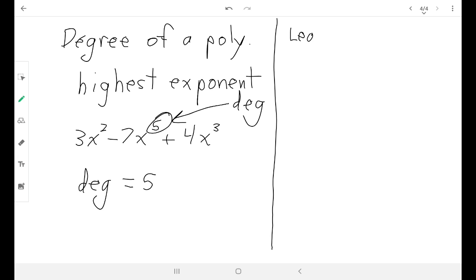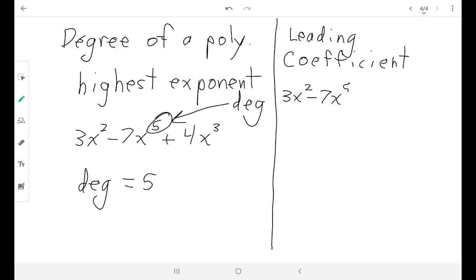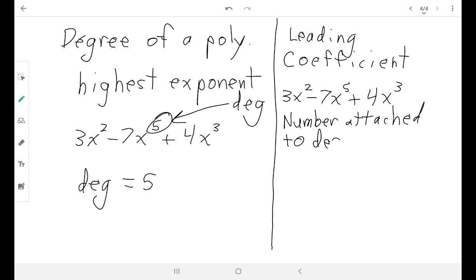The leading coefficient of a polynomial, and I'll have the same one here, is the number attached to the degree. That is to say, the coefficient.